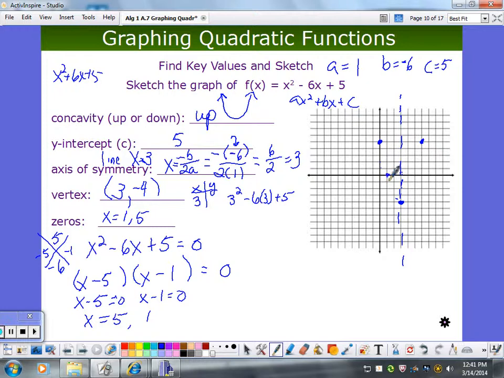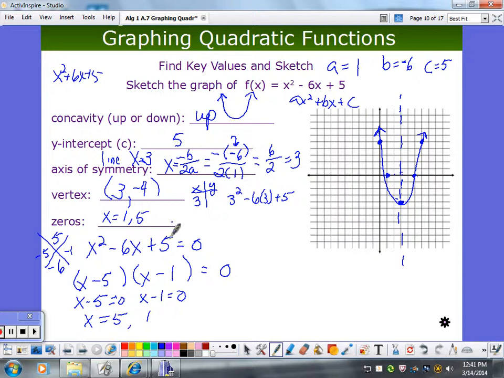Over on the x-axis at 1 and 5, I got some zeros. And they should be symmetric to the axis of symmetry. They are. And now I can see my sketch a little bit better. I'm going to sketch. Connect the lines. No fuss. And I think that's how you go.